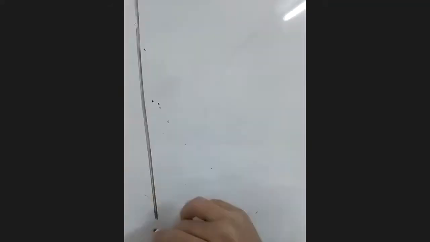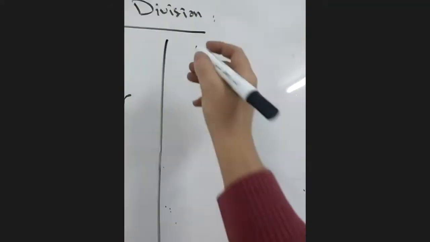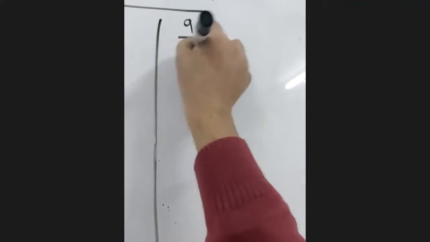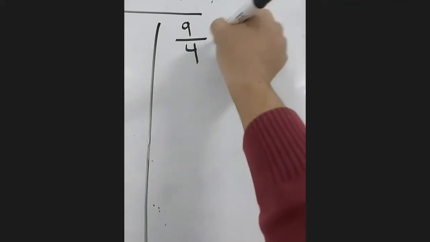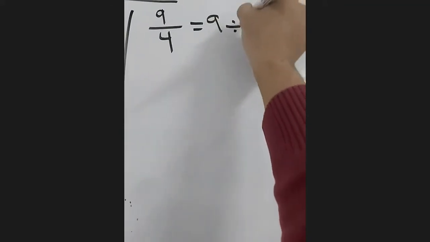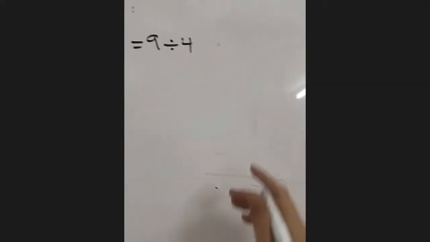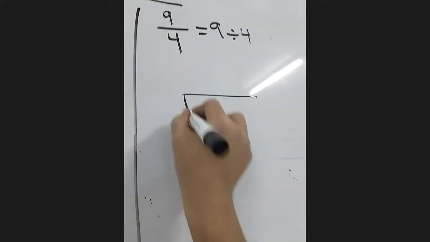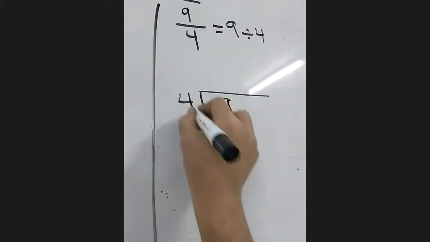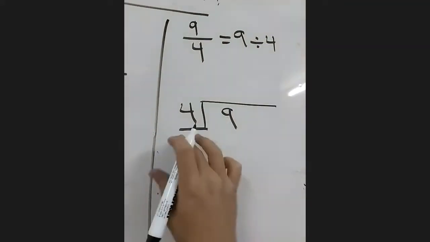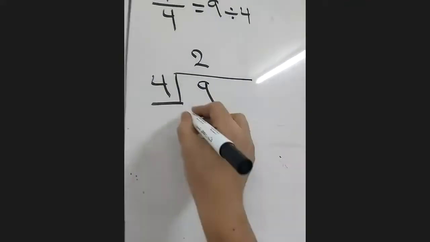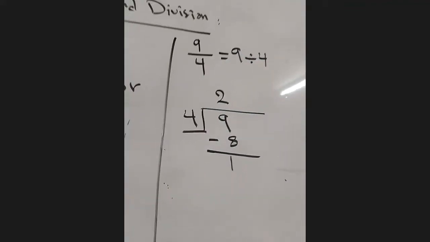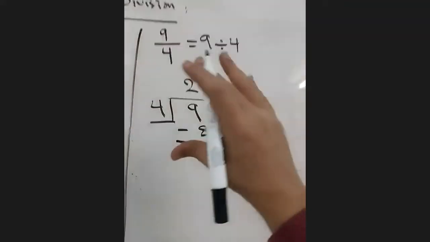Another example about this idea. Focus, guys, it's important. For example, 9 over 4. Now the 9 is bigger than 4, so we can express it as 9 divided by 4, and we make long division normally. 9 divided by 4 is 2. 2 multiplied by 4 is 8. Subtract, we get 1. Right? Now how do we turn it into a mixed number?